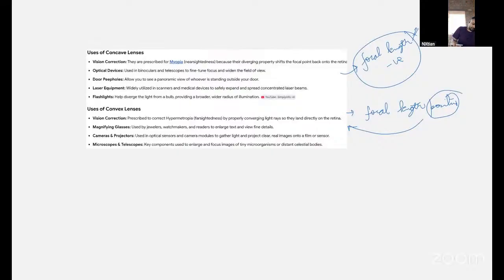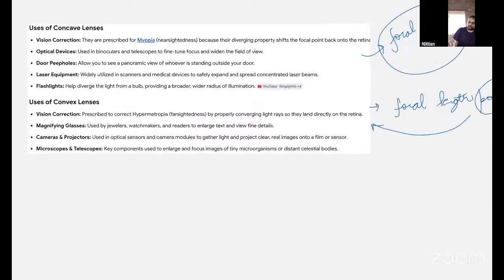Second use. Second use for concave lenses is in binoculars and telescopes, to fine-tune focus and widen the view of the field. Like in binoculars, we use a concave lens for a wider view. In our mobile, there's a wide view camera, so for that wide view camera, we use this thing. So basically, we use the concave lens.